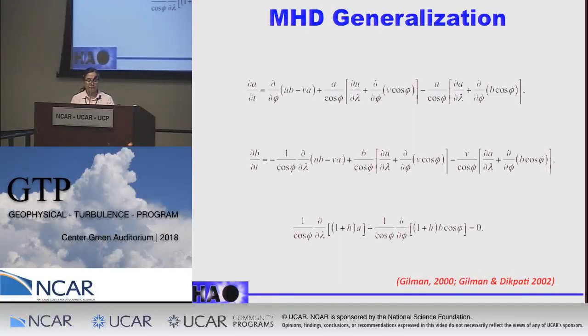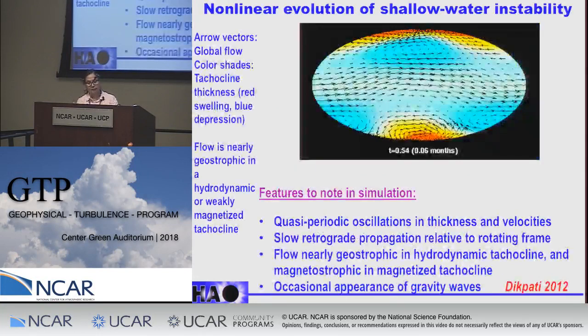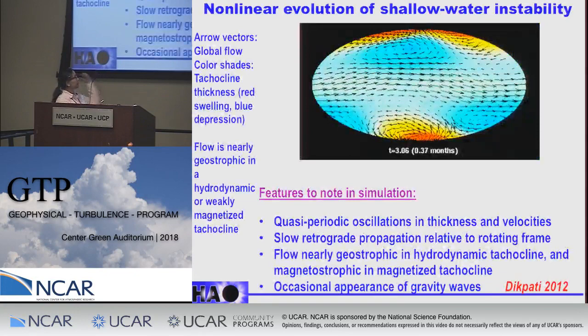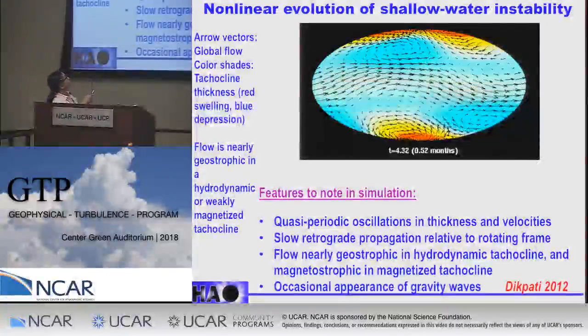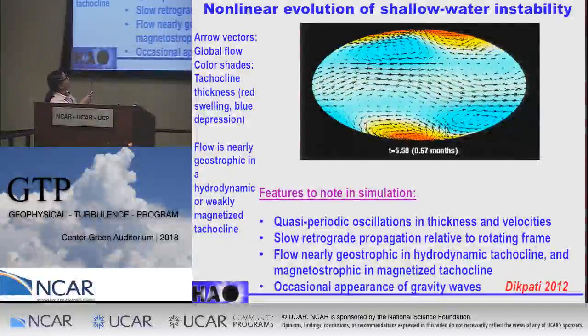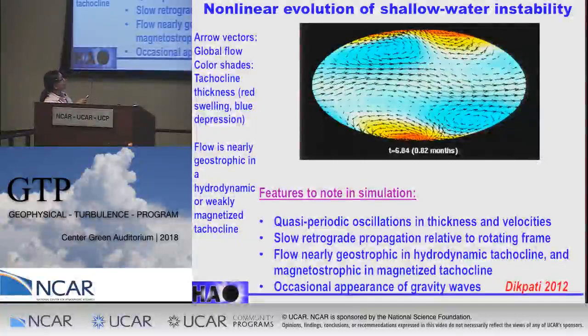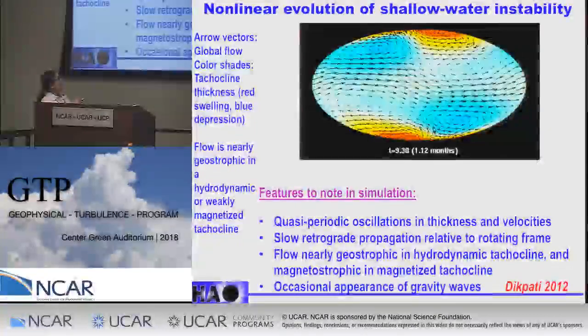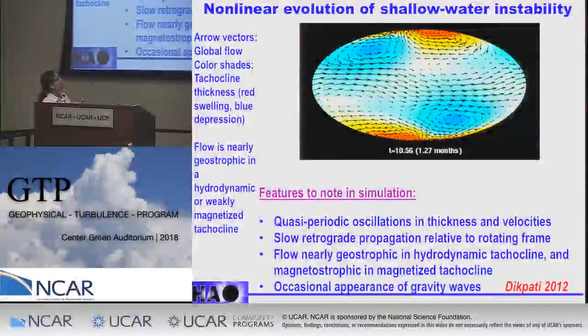So I'm not going into the linear modes. There could be lots of linear modes in this system, and I'm showing directly the nonlinear evolution of this instability in the MHD ideal configuration. So you can see the arrow vectors, those are flow vectors, and the color maps represent the top surface deformation.